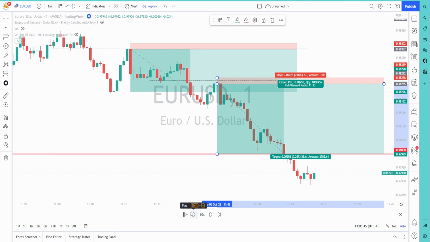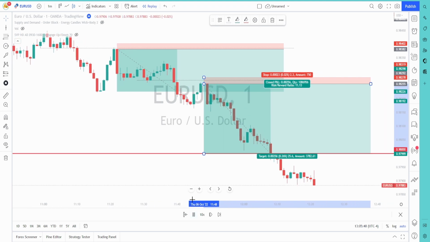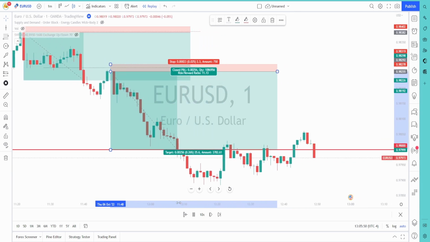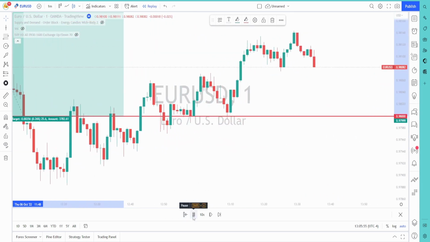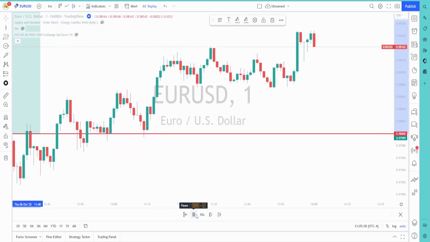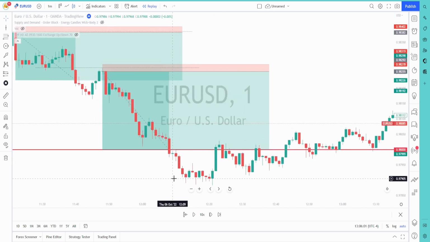Now there's a lot of things that you can do to try to improve this, and that's going to be up to you to try to refine it. But I hope this helps and gives you some insight on how you can improve your trading.